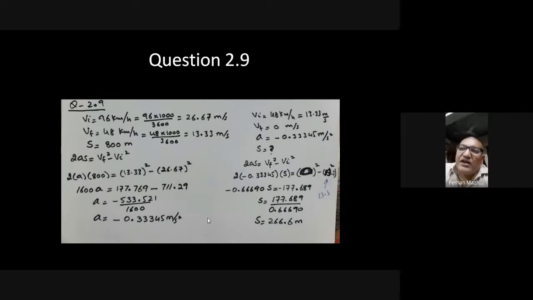So how much will the train further move? It will move 266.6 meters. So this is numerical number 2.9. And after this, we have the last numerical of this chapter.